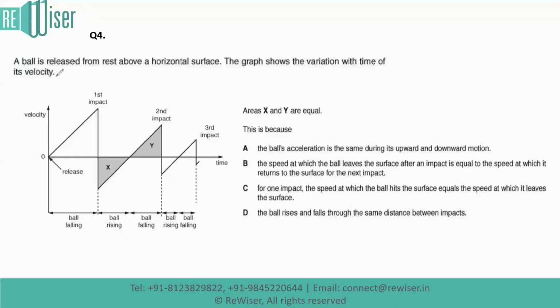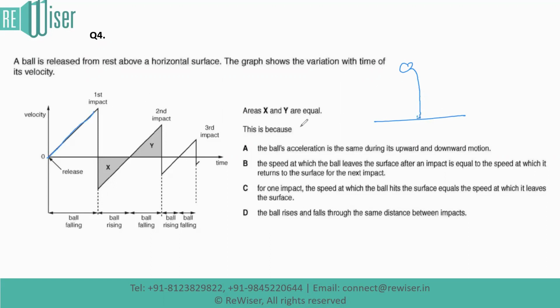Hello, as you can see in this question, it is asked: a ball is released from rest above a horizontal surface. The graph shows the variation of velocity with time. So the ball is dropped like this and it hits the surface. So the velocity is increasing while falling.